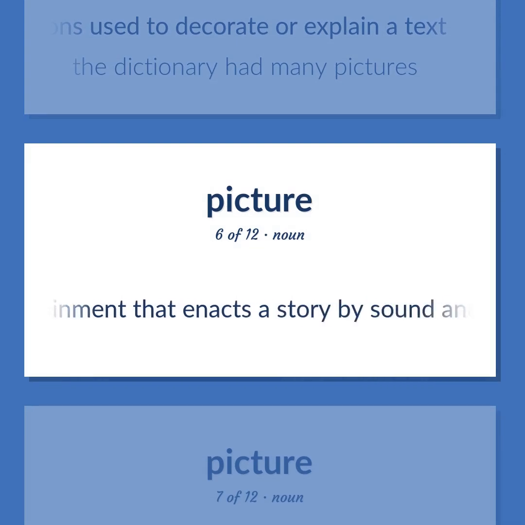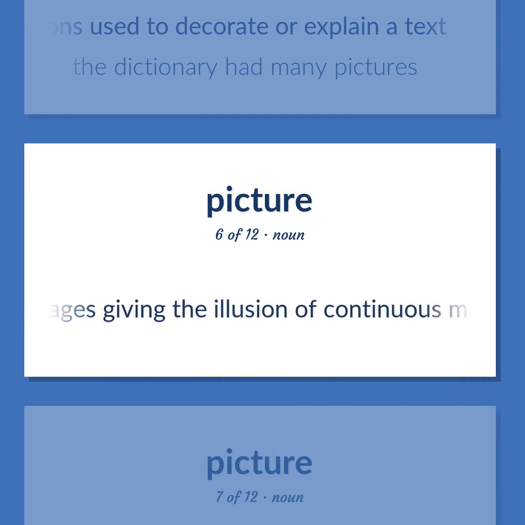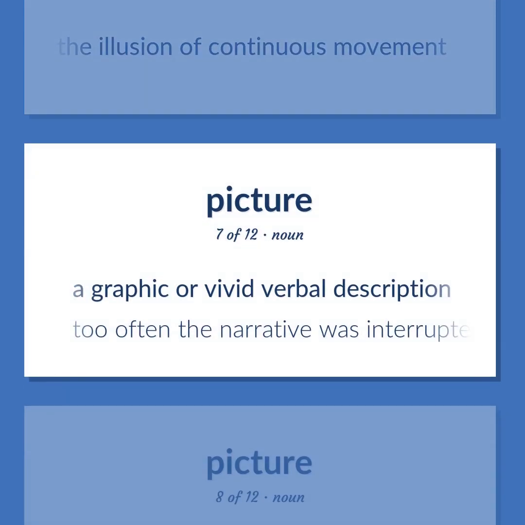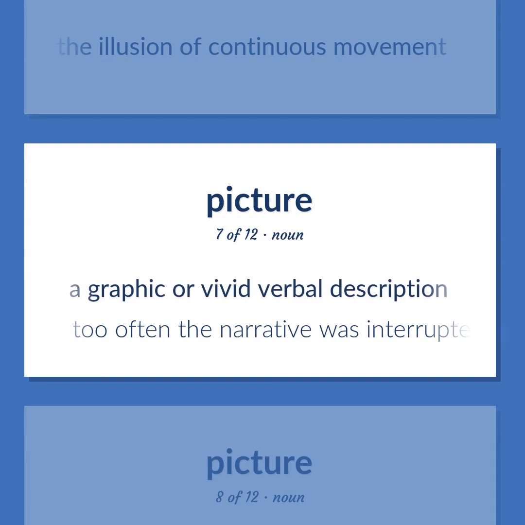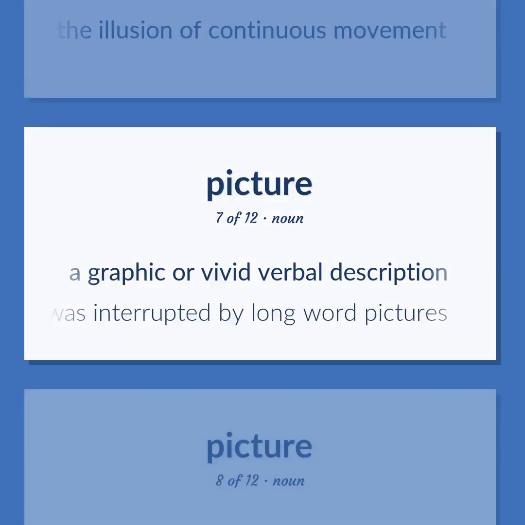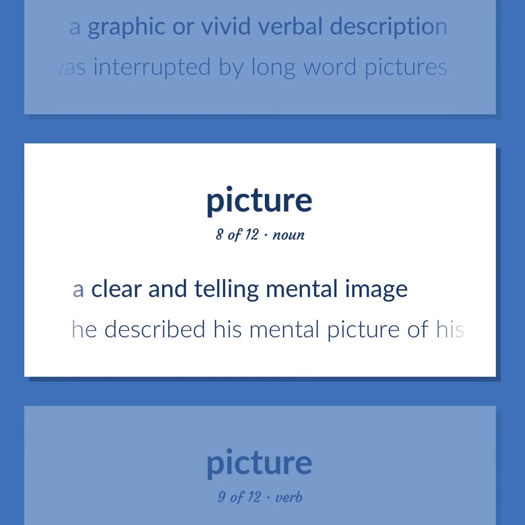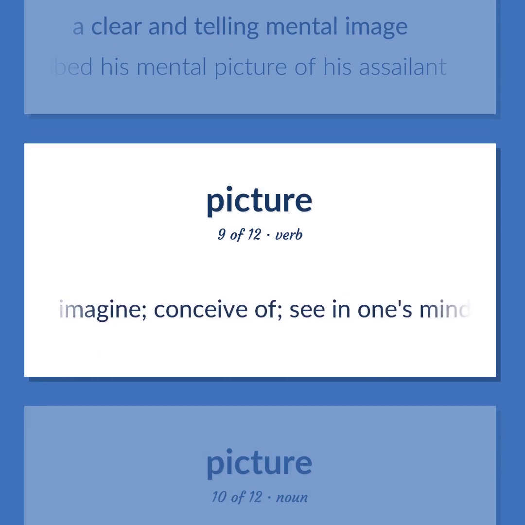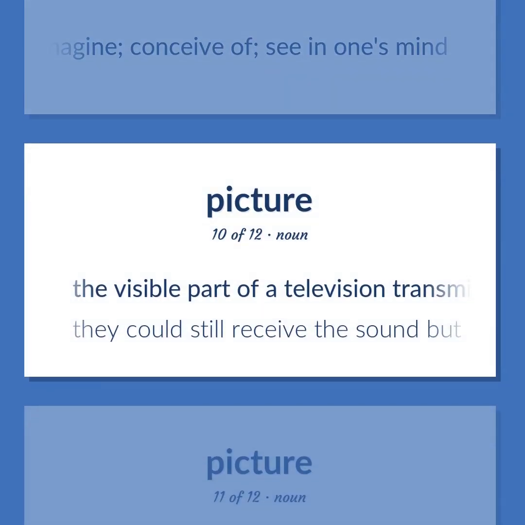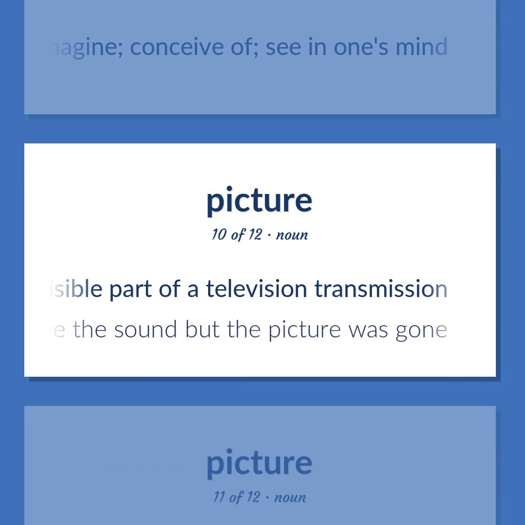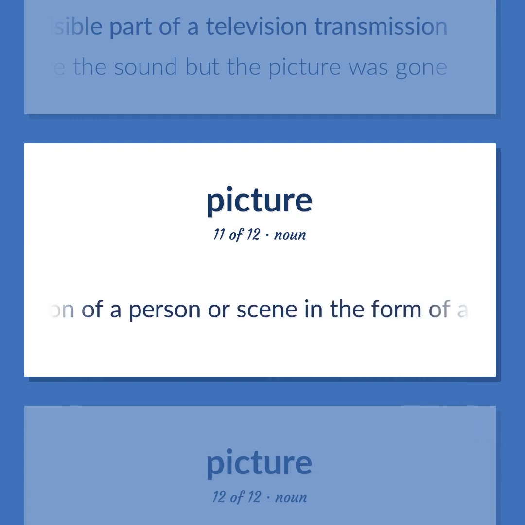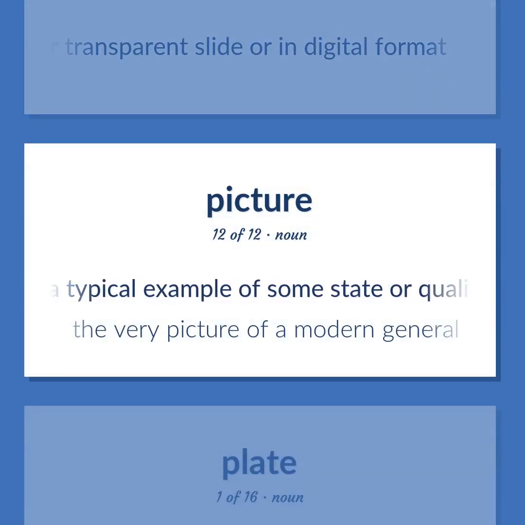A form of entertainment that enacts a story by sound and a sequence of images giving the illusion of continuous movement. A graphic or vivid verbal description. Too often the narrative was interrupted by long word pictures. A clear and telling mental image. He described his mental picture of his assailant. Imagine, conceive of, see in one's mind. The visible part of a television transmission. They could still receive the sound but the picture was gone. A representation of a person or scene in the form of a print or transparent slide or in digital format. A typical example of some state or quality. The very picture of a modern general.